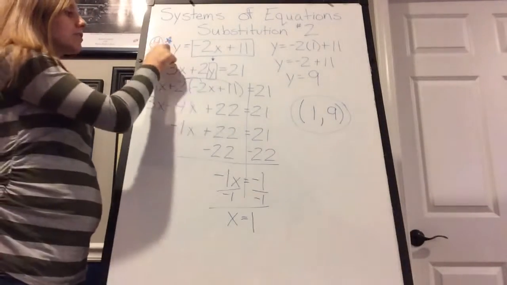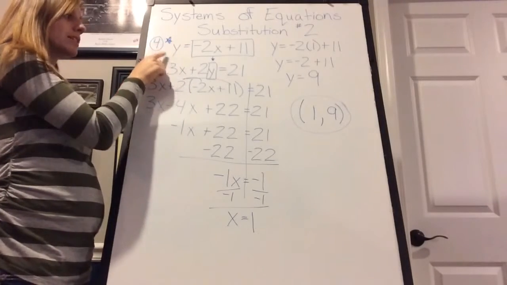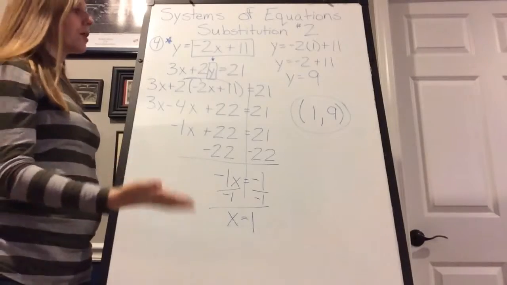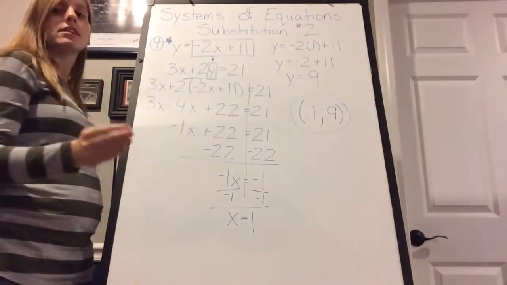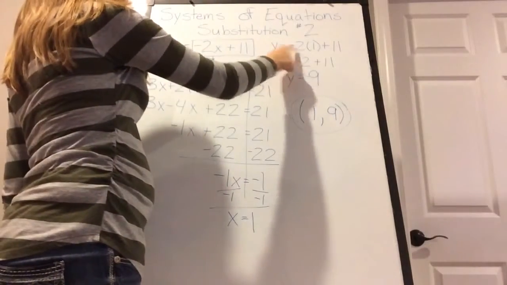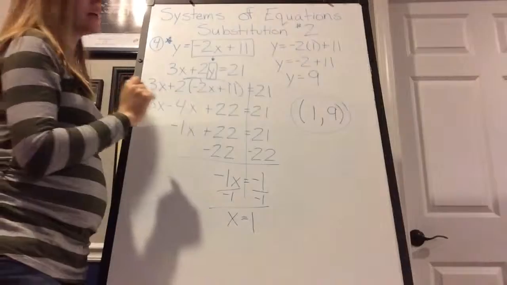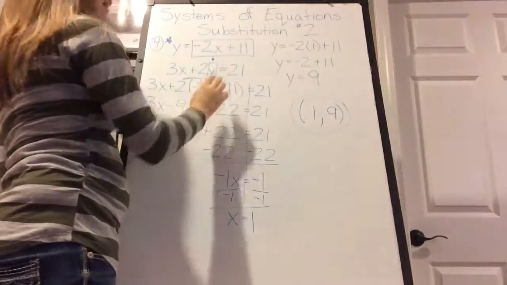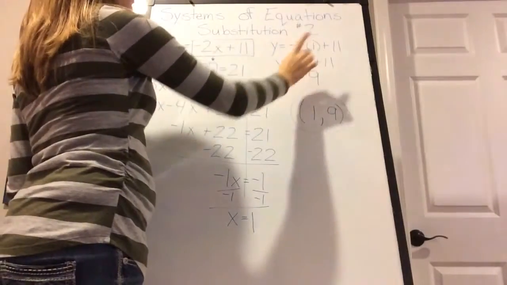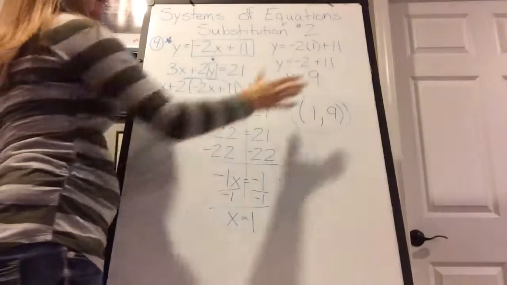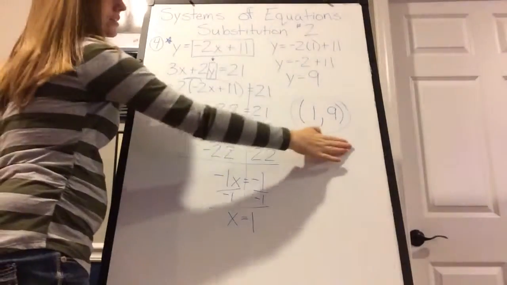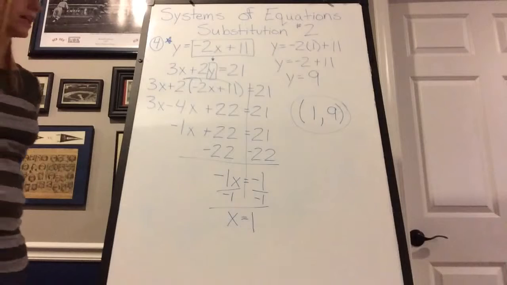So to find y, I use the first equation, again, because that's the one that y is solved for. That's the one where y is by itself. So in this case, I took out the x and substituted 1 in its place. So I got y equals negative 2, but instead of x, I put 1, and then plus 11. Everything stayed the same except for the x. So I did my multiplication. Negative 2 times 1 is just negative 2. And then I did my addition. Negative 2 plus 11 is positive 9. So the answer that I got for number 4 is 1, 9.